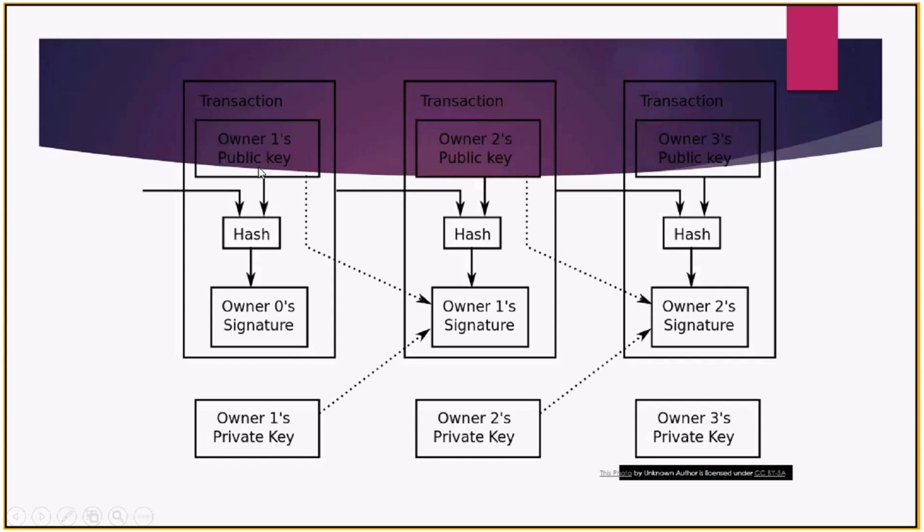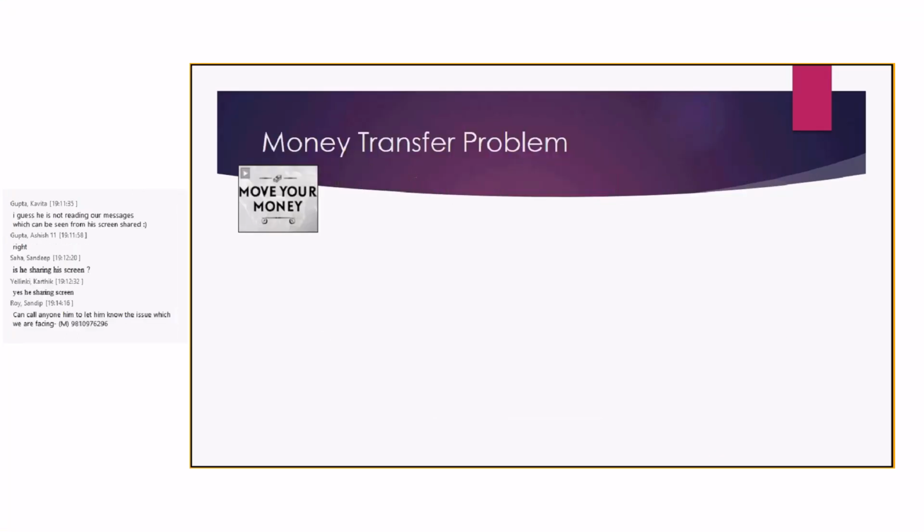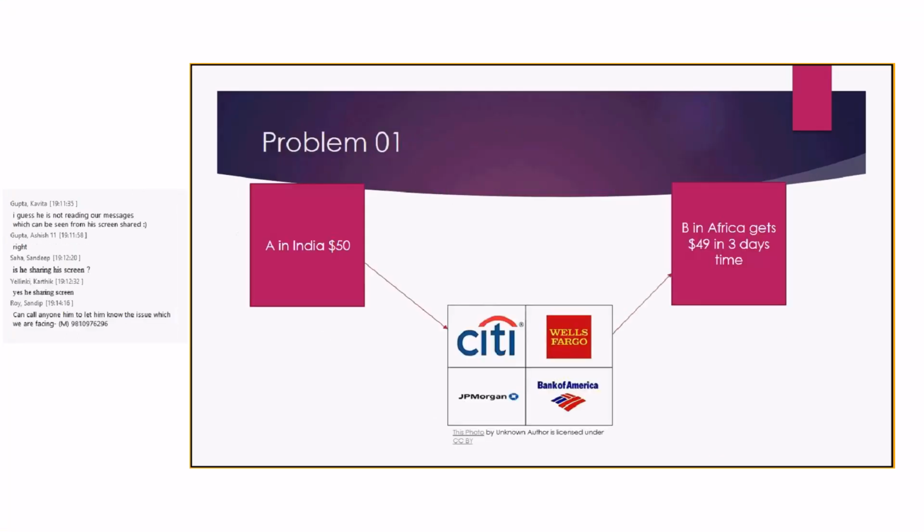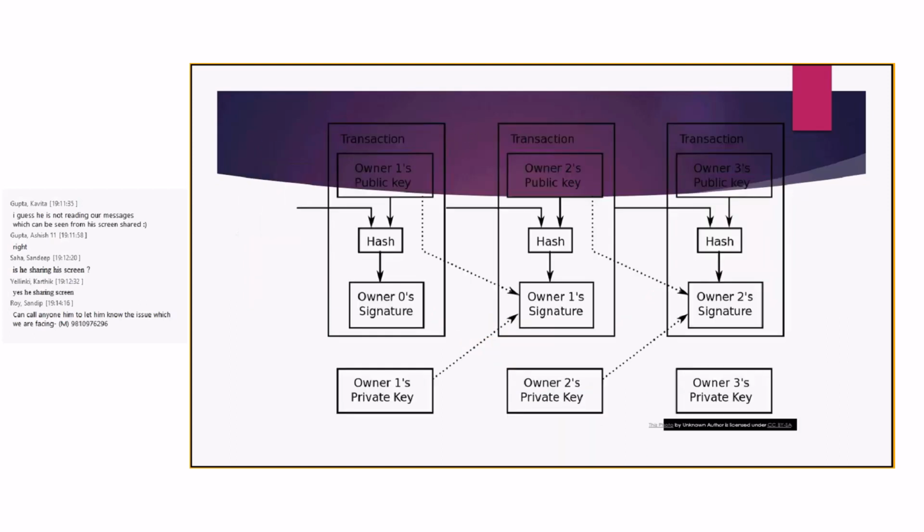Now if you look at this particular structure, it has transaction data, the owner's public key, which is an encrypted key, a hash table and the hashing number, which is a randomly generated number, and the owner's signature. We will see more about this. So this is the structure of the block, and this is the structure of the chain.